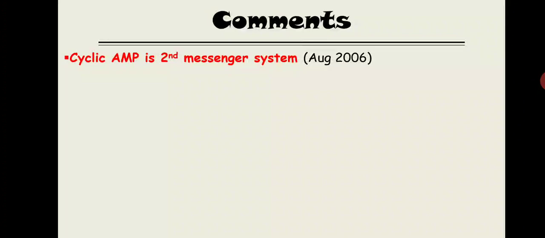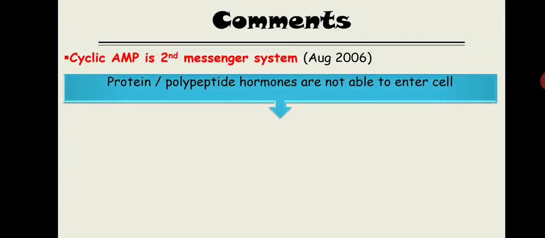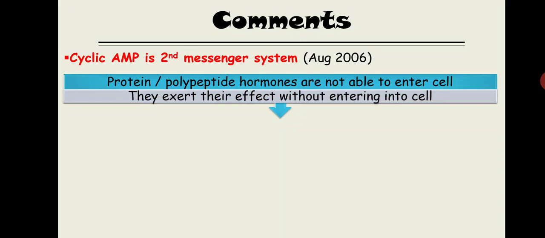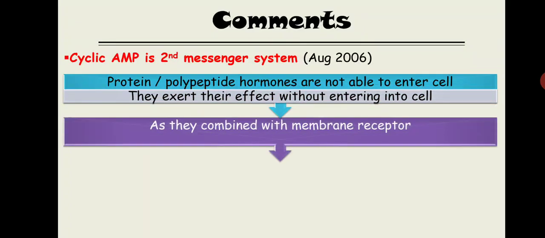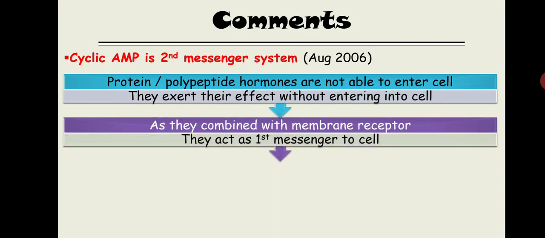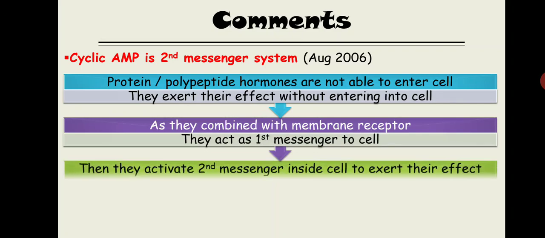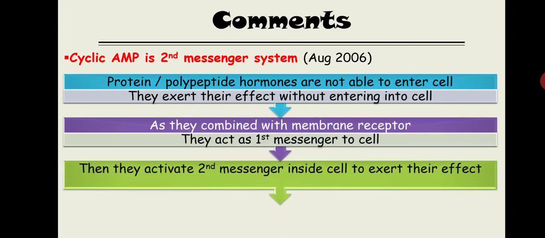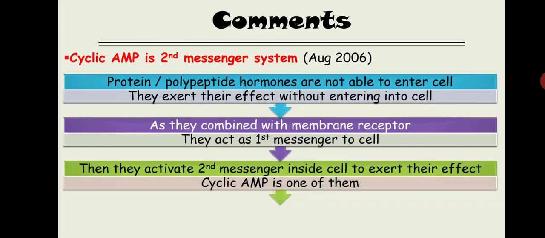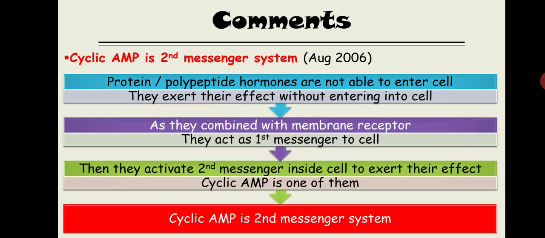What you should write down in such a comment: protein or polypeptide hormones are not able to enter the cell. They exert their effect without entering into the cell. So they first combine with the membrane receptor, and the hormone itself acts as a first messenger to the cell. Then they activate a second messenger inside the cell to exert their action, and cyclic AMP is one of the second messengers. So cyclic AMP is the second messenger system. This is how you should write it down in the exam.